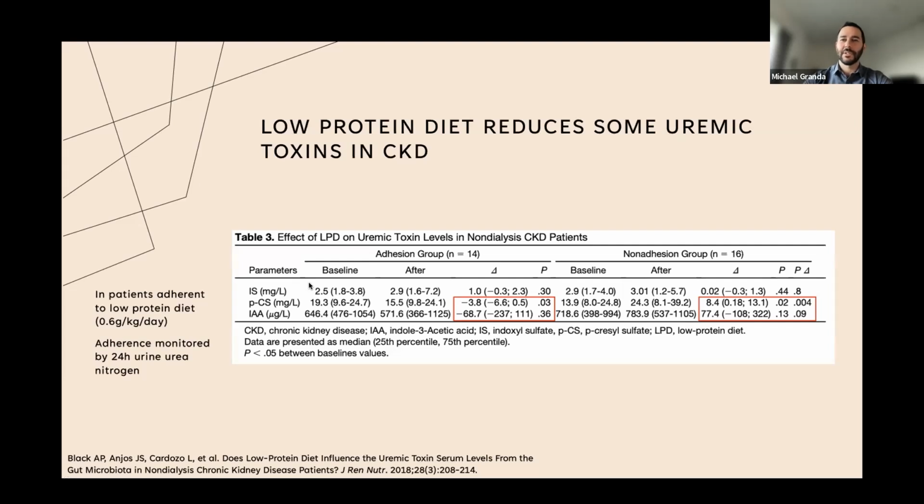Looking at dietary changes, there is good evidence that low protein diets reduce the level of uremic toxins. In the study, patients were on a restricted diet of 0.6 grams of protein per kilogram of body weight per day. The patients in the study were separated into groups by their adherence to the diet, which they monitored by 24-hour urine urea nitrogen as a marker for their protein ingestion. And it found a significant reduction in at least 2 amino acid-derived uremic solutes.